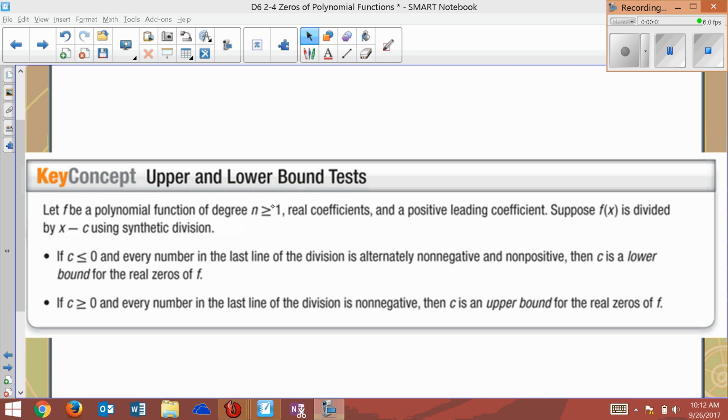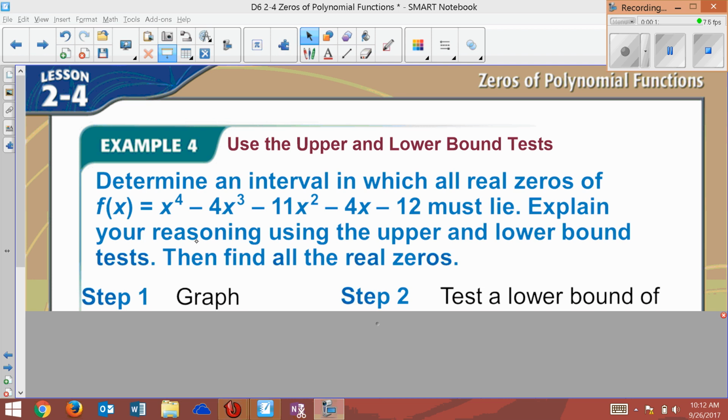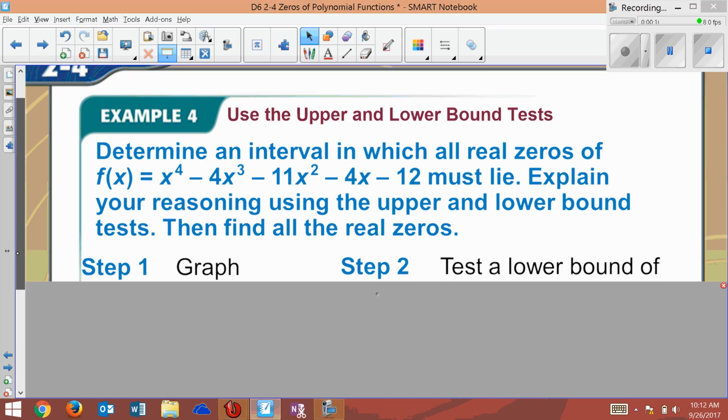All right, finally, we're going to talk about upper and lower bound tests. Now, this is just saying you could figure out which terms all the factors must be in between. Let me show you here. So you have this equation. It says first, let's graph this.